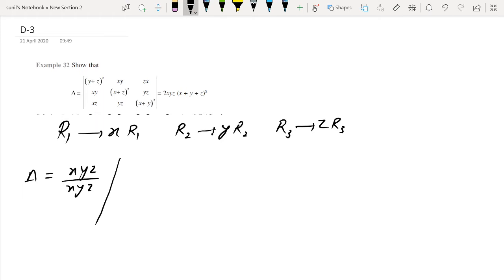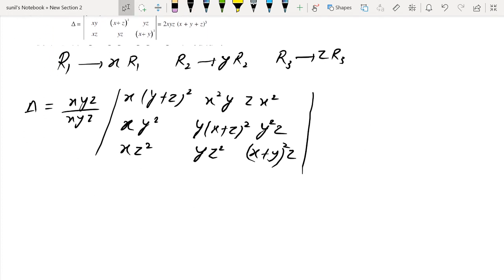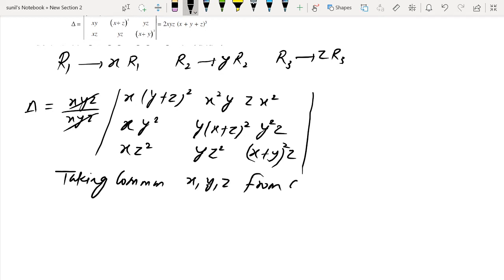So what will happen? It will be X into Y plus Z whole square, X square Y, Z X square, XY square, and Y into X plus Z whole square, and Y square Z, XZ square, YZ square, X plus Y whole square into Z. Now taking common XYZ from C1, C2, C3 respectively.